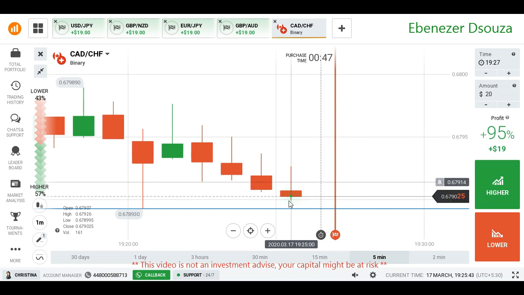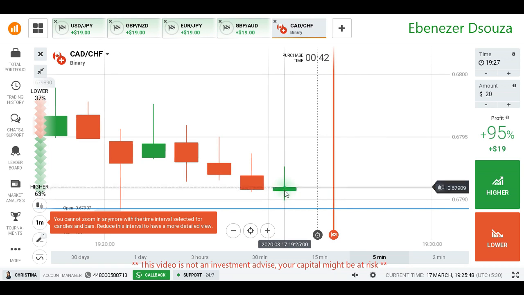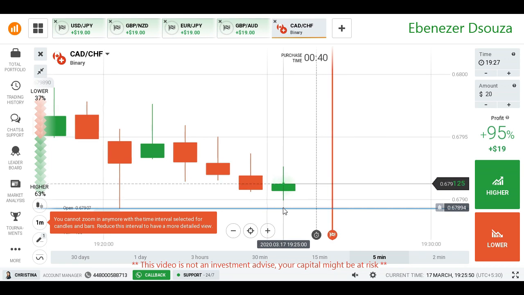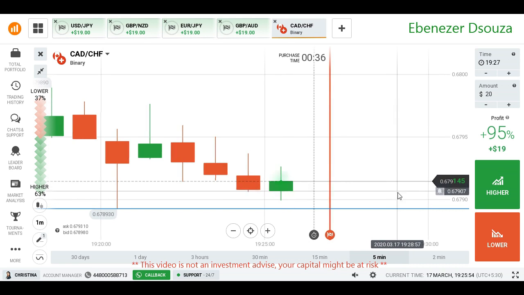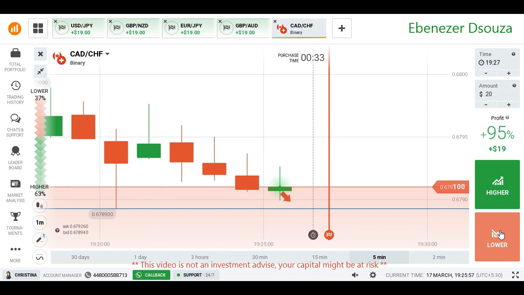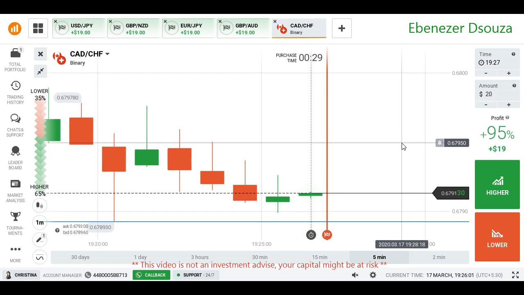Okay, again the selling pressure started. Let's see, if this candle closes as a bearish candle, we can go with buyers. If this candle closes as a bullish candle, we can go with sellers only. Okay, I'm going to place a lower option.